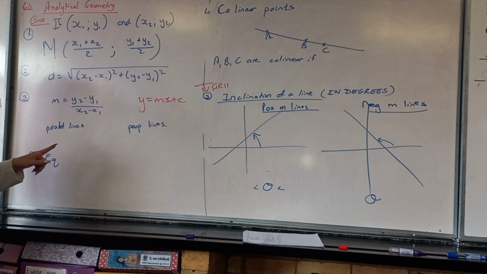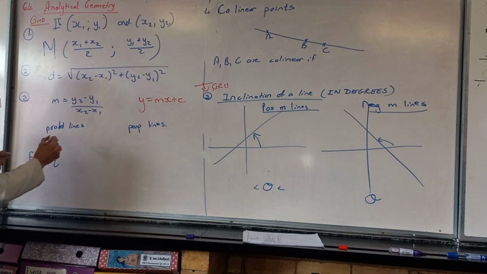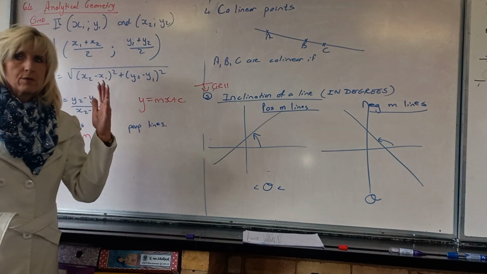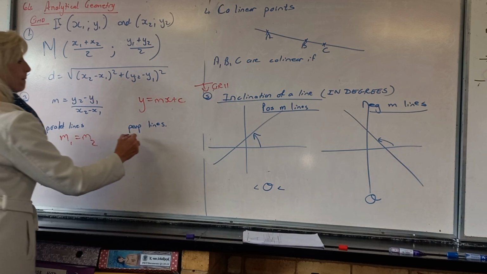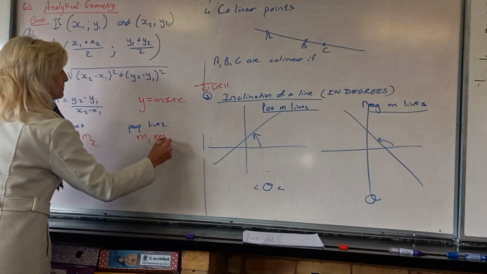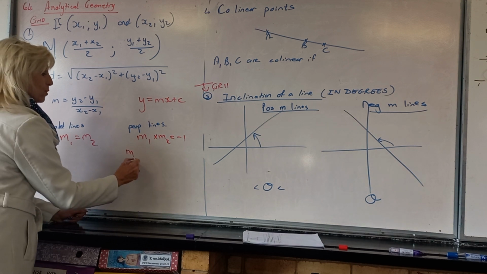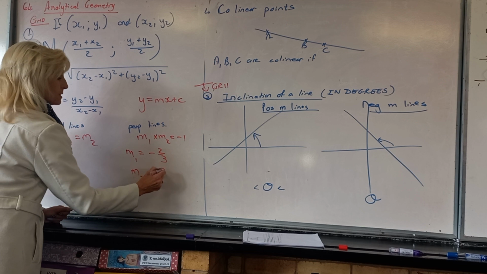Things to remember, if ever I talk about parallel lines, what's the thing that you must know? Gradients are equal. Whatever the lines are, the gradients are the same. For perpendicular lines, what must you know? The product of the gradients gives me -1, which means what? If the one gradient was -2/3, then the other one will be positive 3/2.